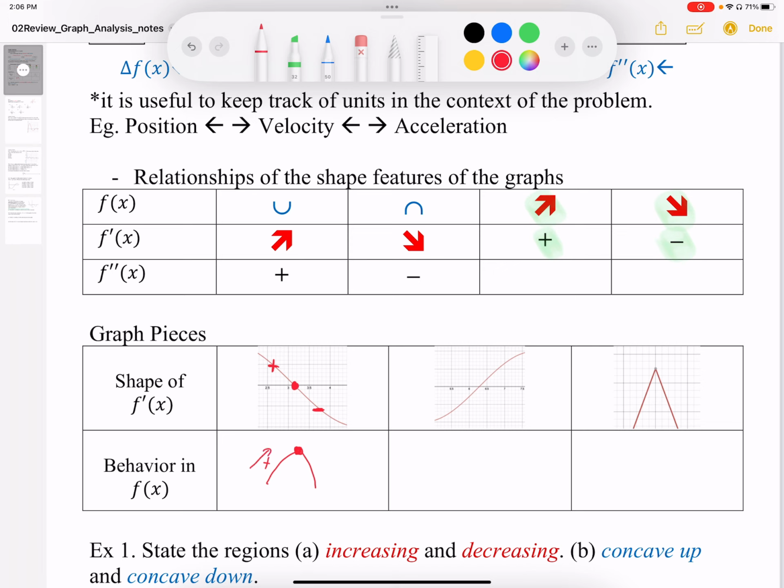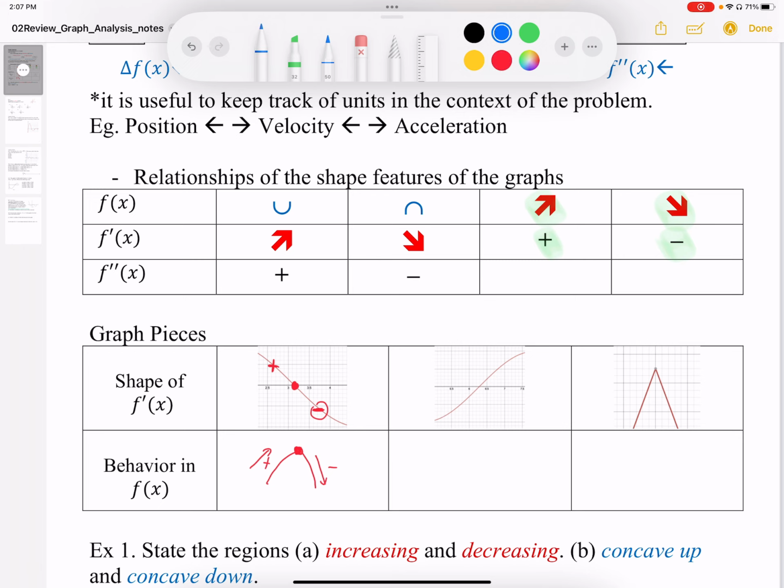So that positive means it's sloping up. And the negative down here means it's sloping down. Okay, so we're going to end up with this max point. So when it cuts through the x-axis like that, we're talking about a maximum point.